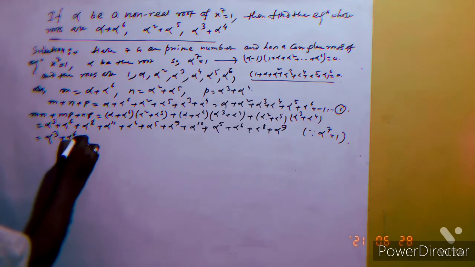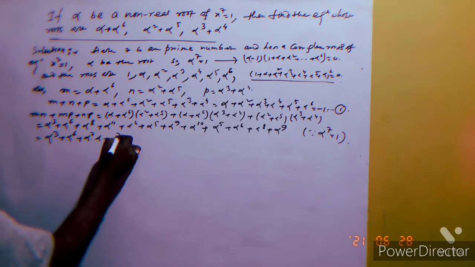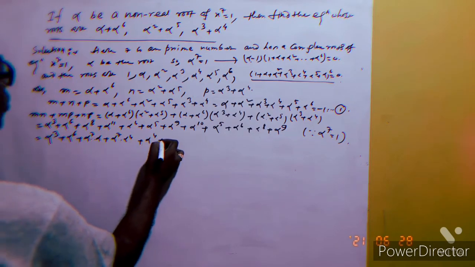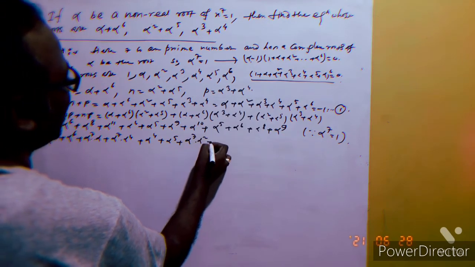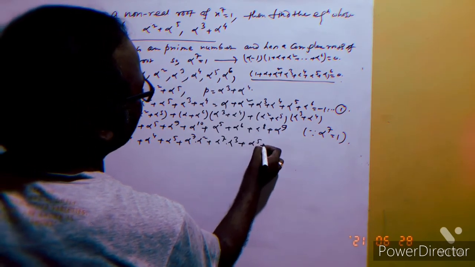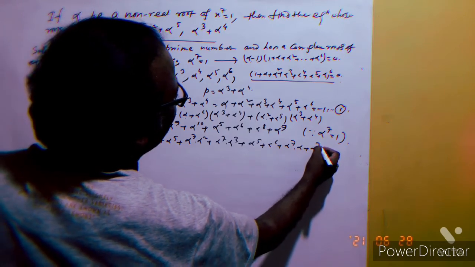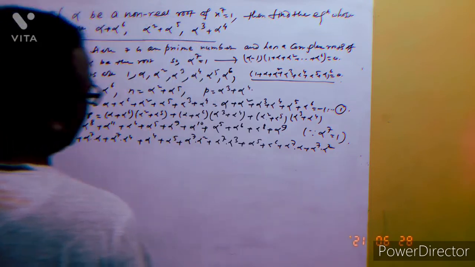Alpha to the power 6, we can write here alpha to the power 7 into alpha to the power 7 into alpha to the power 4, alpha to the power 5, alpha to the power 7 into alpha square, alpha to the power 7 into alpha cube, alpha to the power 5, alpha to the power 6, alpha to the power 7 into alpha to the power 7 into alpha square. So in place of alpha to the power 7, we can put here 1.